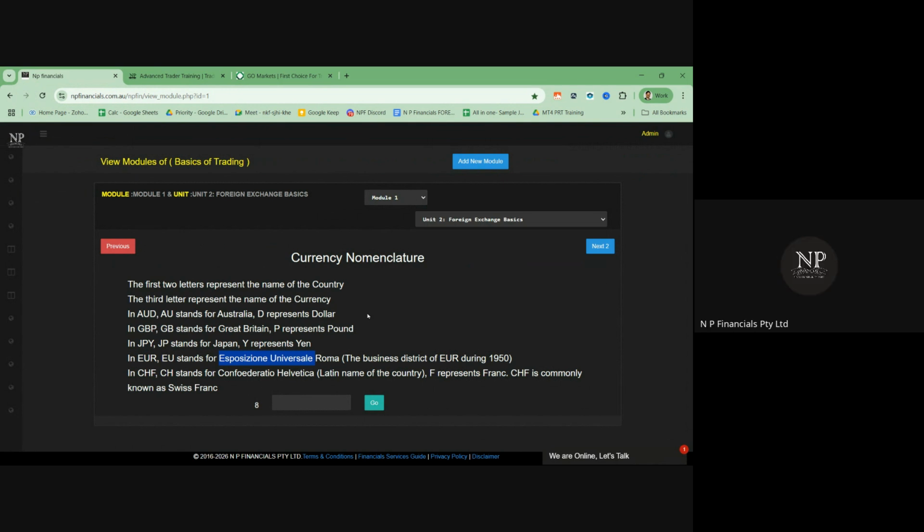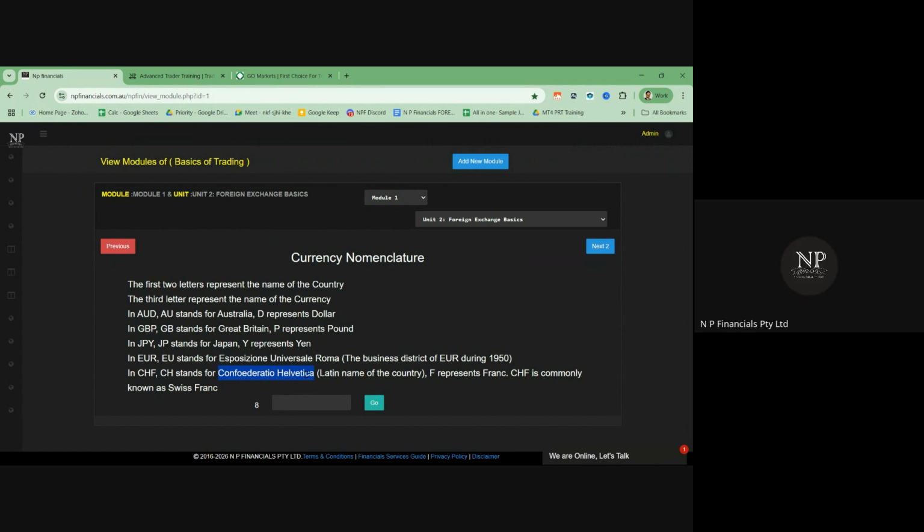CHF: CH stands for Confederation Helvetica, the Latin name of the country, and F represents franc. CHF is commonly known as Swiss franc. Do you know Confederation Helvetica? No, I don't. Wow, I didn't even know that the currency of euro is called Roma. Yeah, Esposizione Universale Roma.